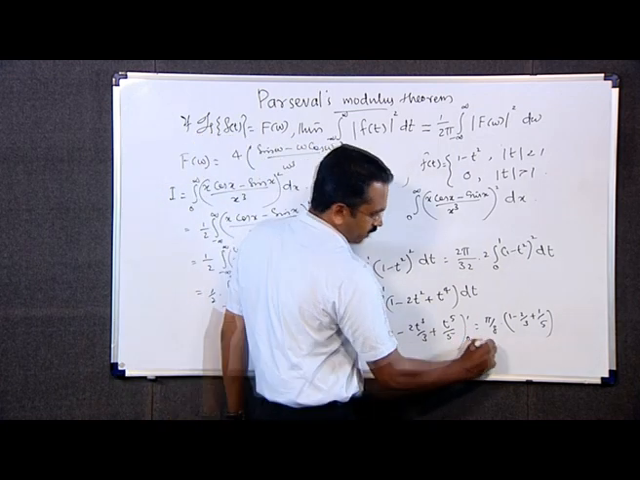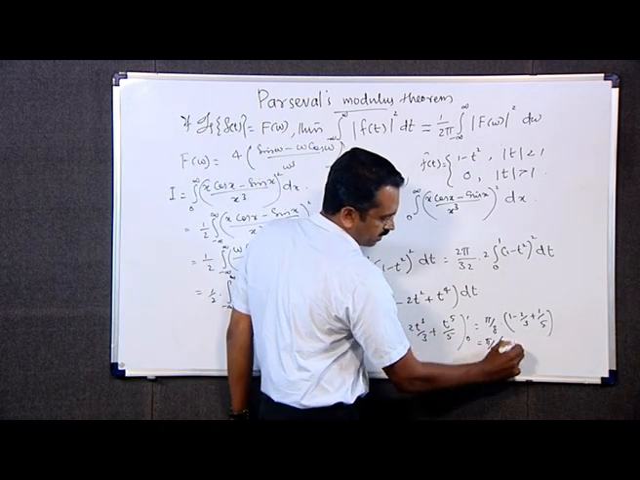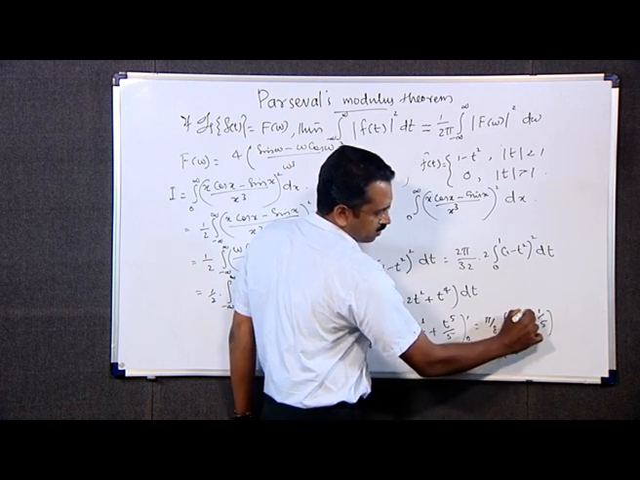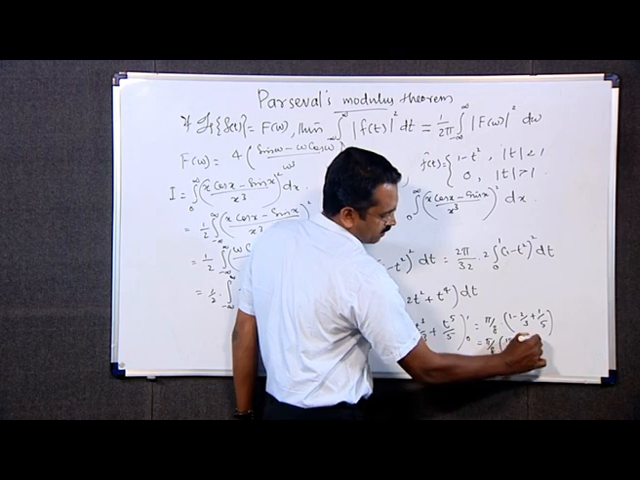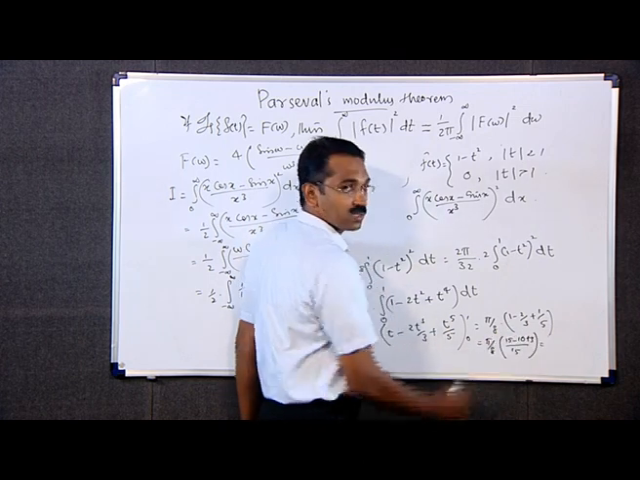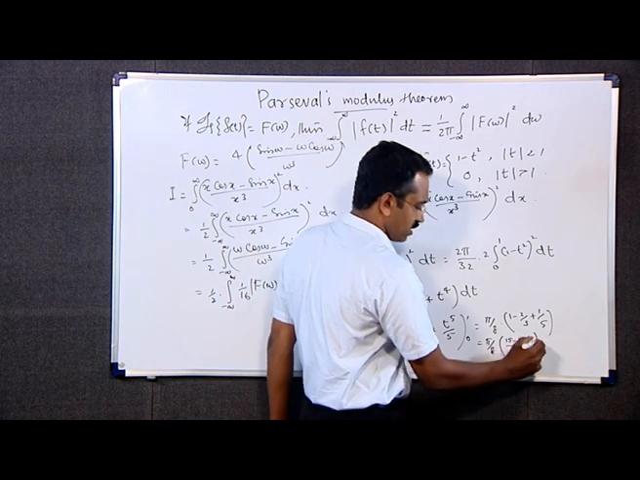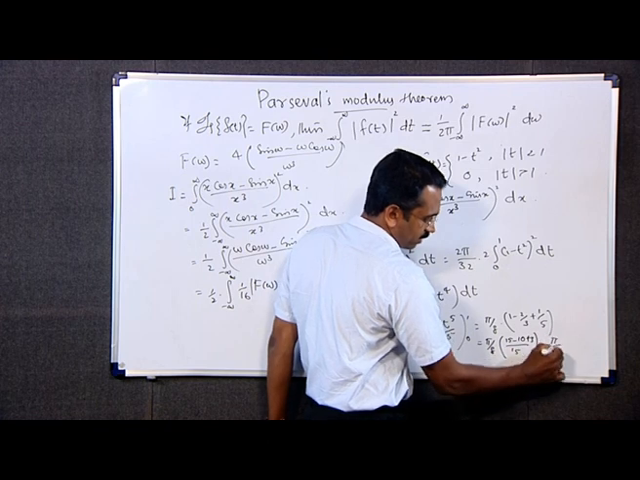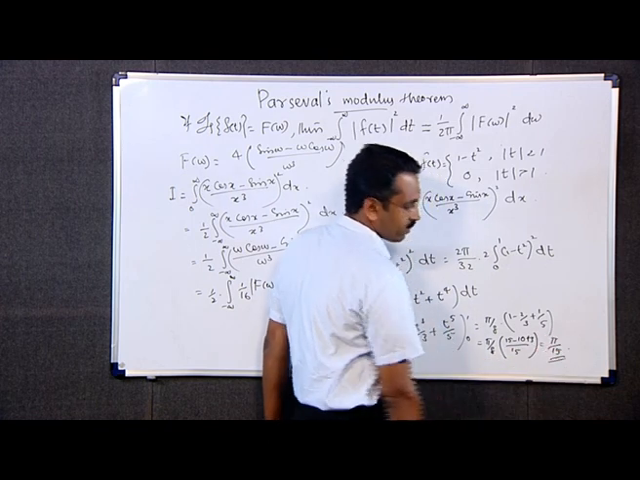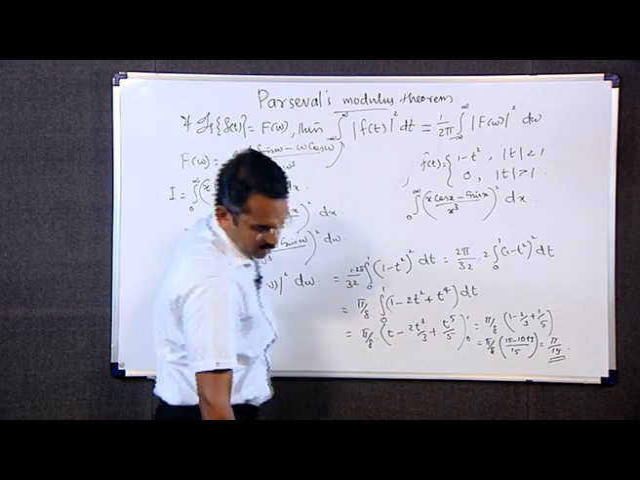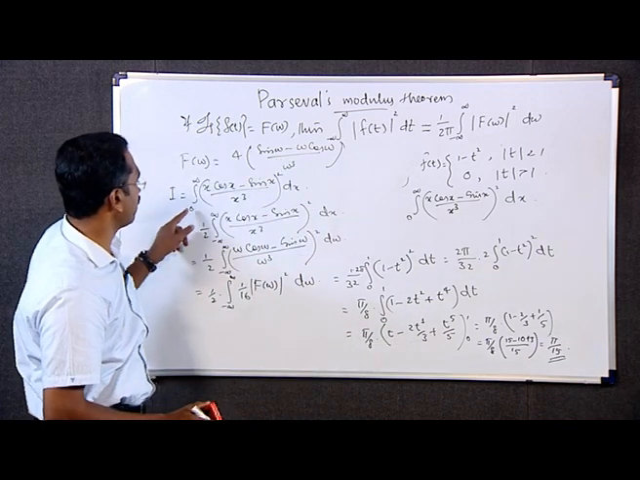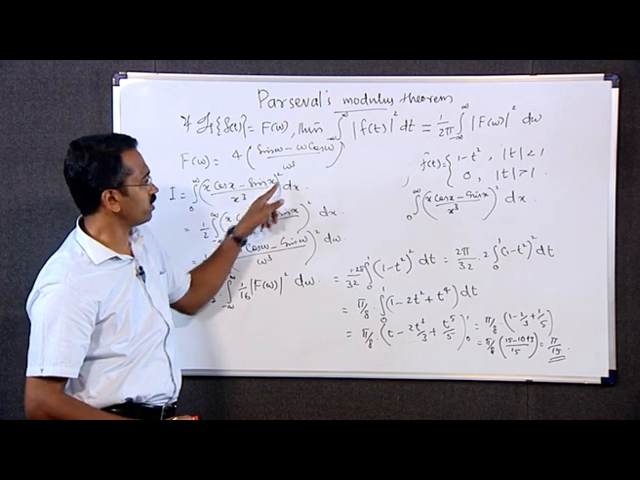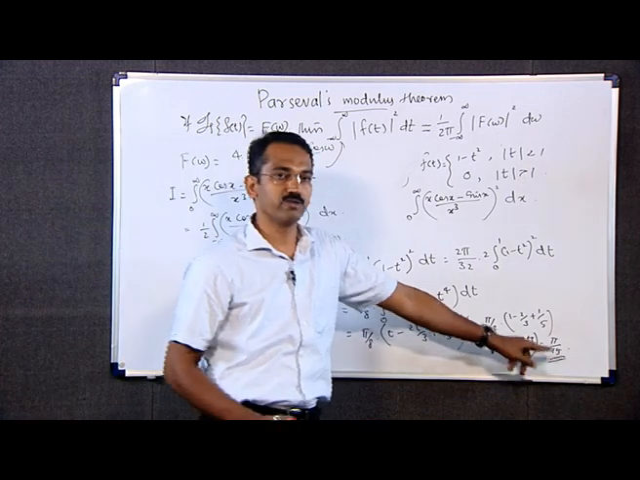Therefore, this is equal to pi by 8 into, from here we can write the LCM is 15. Therefore, 15 minus 10 plus 3, that is 15 minus 10 is 5, 5 plus 3 is 8, and this 8 and 8 will be cancelled. Therefore, pi by 15. This is the value of the required integral, that is integral from 0 to infinity of (x cos x minus sin x) all divided by x cube, the whole square, dx is pi by 15.